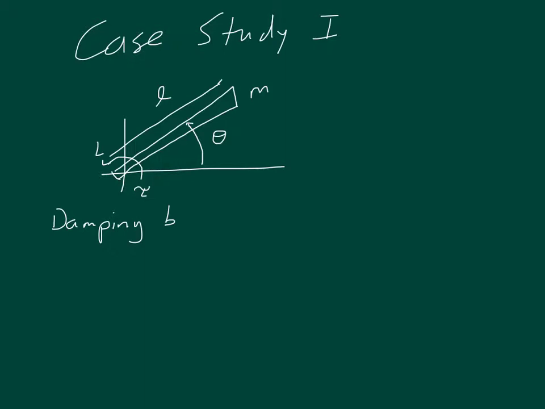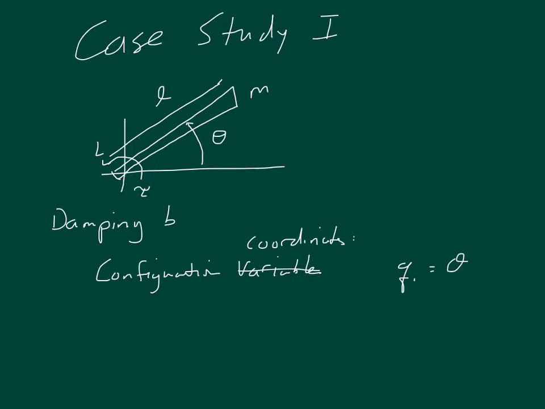The first thing we need to do is come up with the configuration variables. And in this case, these are the things that are coordinates, I guess. These are the variables that change with time. In this particular case, Q1 is going to be equal to theta. We also need the generalized forces. And in this case, the generalized force tau 1 is equal to the applied torque tau minus damping times the friction. So this is a viscous friction term.